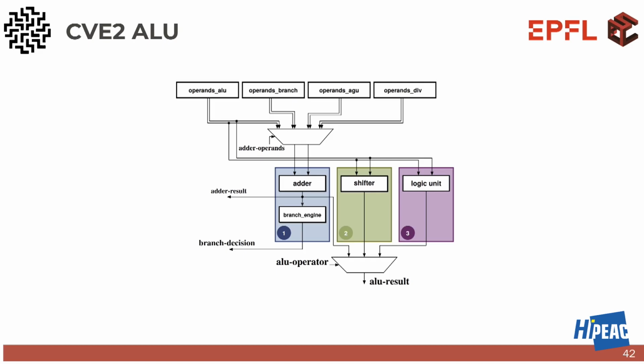And also the divider. The divider can be implemented as consecutive subtractions. Why do I have to add another subtractor? The LAU, the same adder. Then I have a shifter and a logic unit, AND, OR, XOR, whatever. Okay?